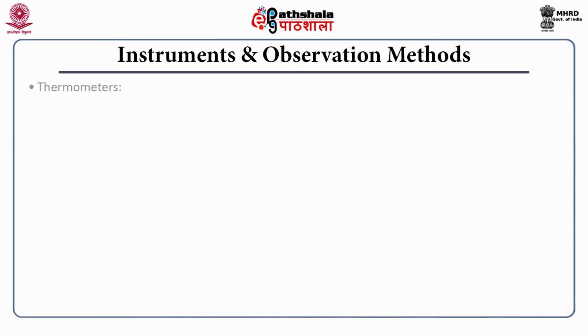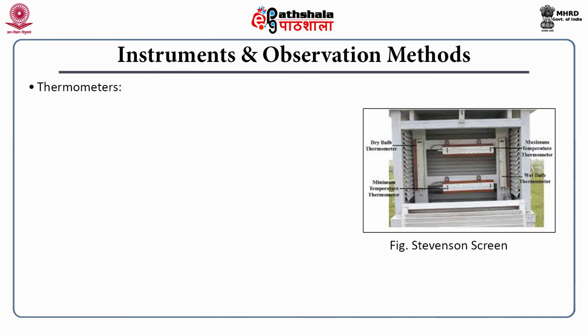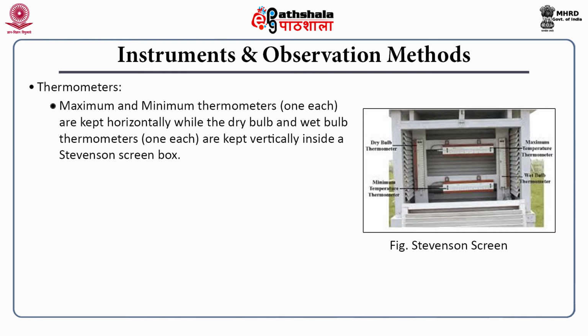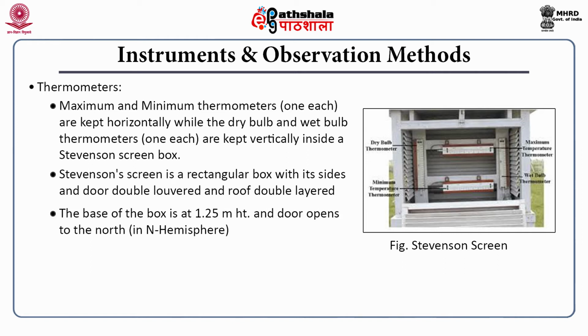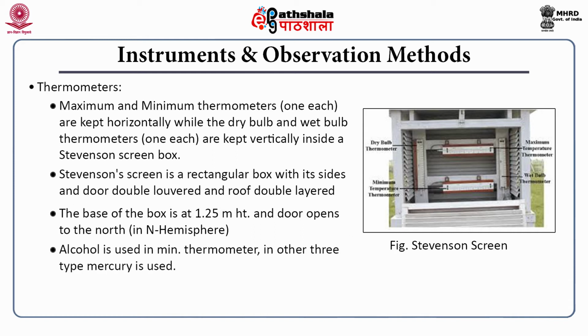Then comes the thermometer. There are 4 types of thermometer: maximum, minimum thermometer and dry bulb, wet bulb thermometer. These are kept inside a Stevenson screen. The Stevenson screen is a rectangular box with the sides and door double louvered and the roof is double layered. The base of the box is at 1.25 meter height and the door opens to the north in the northern hemisphere.